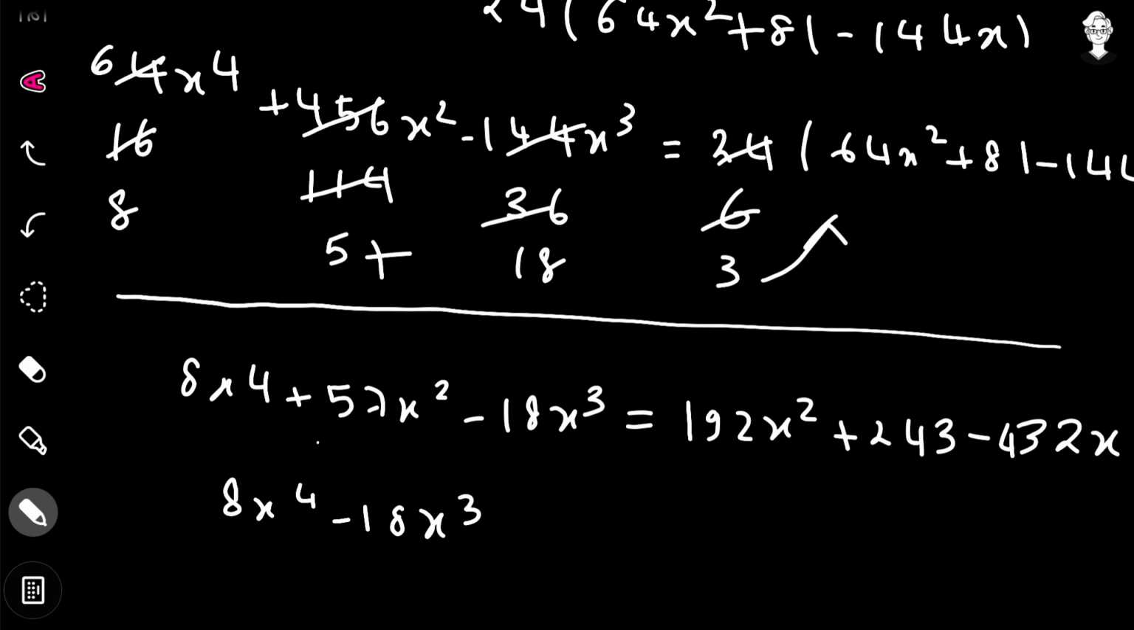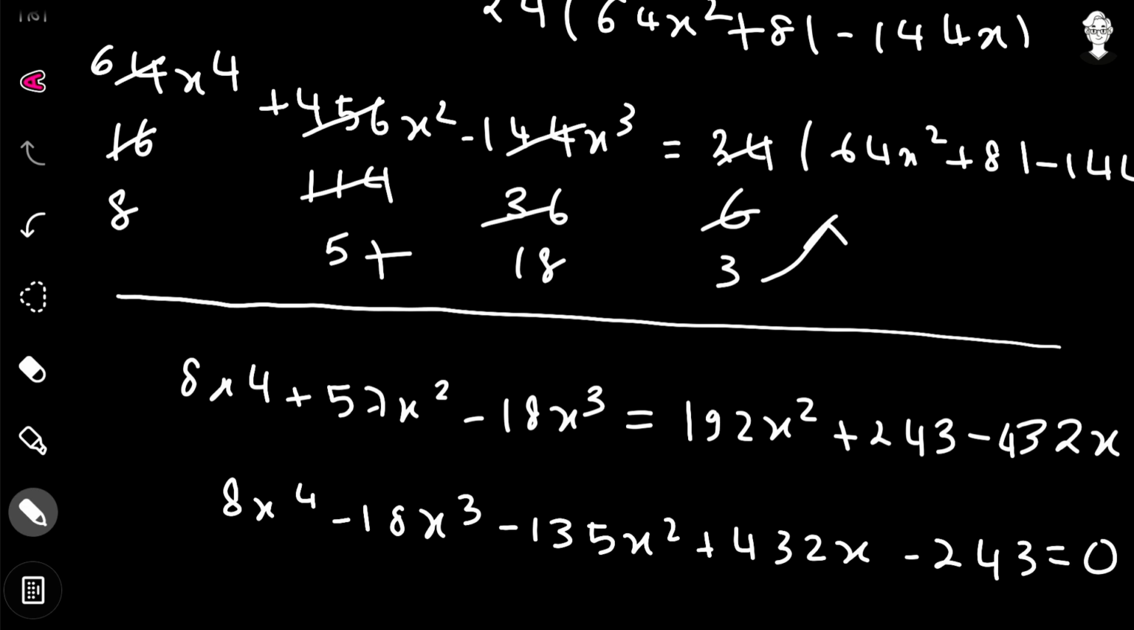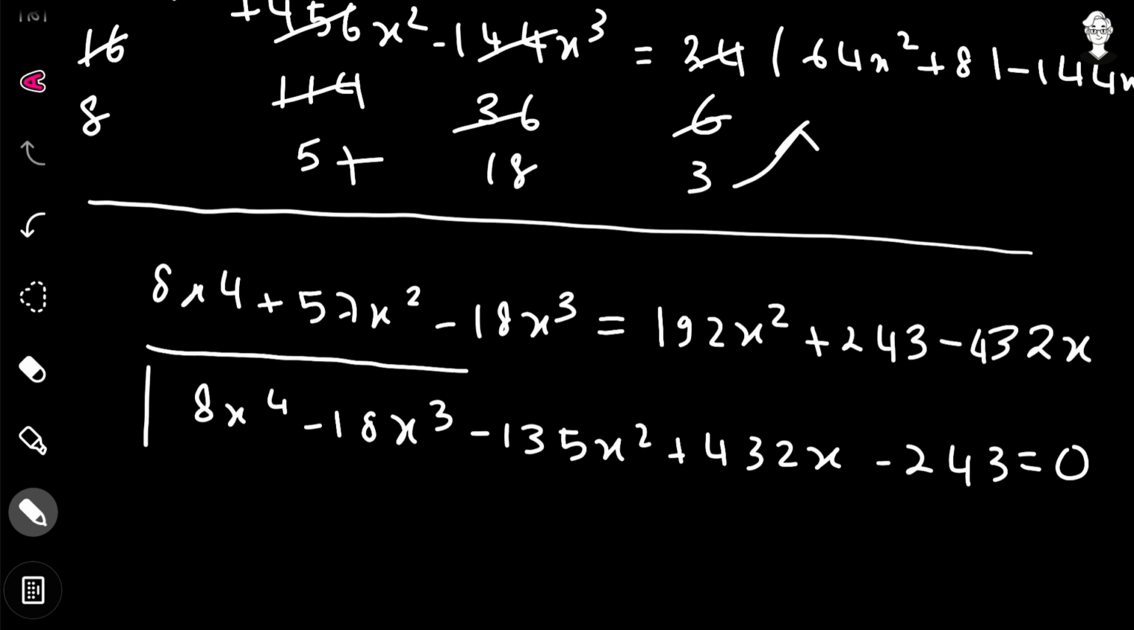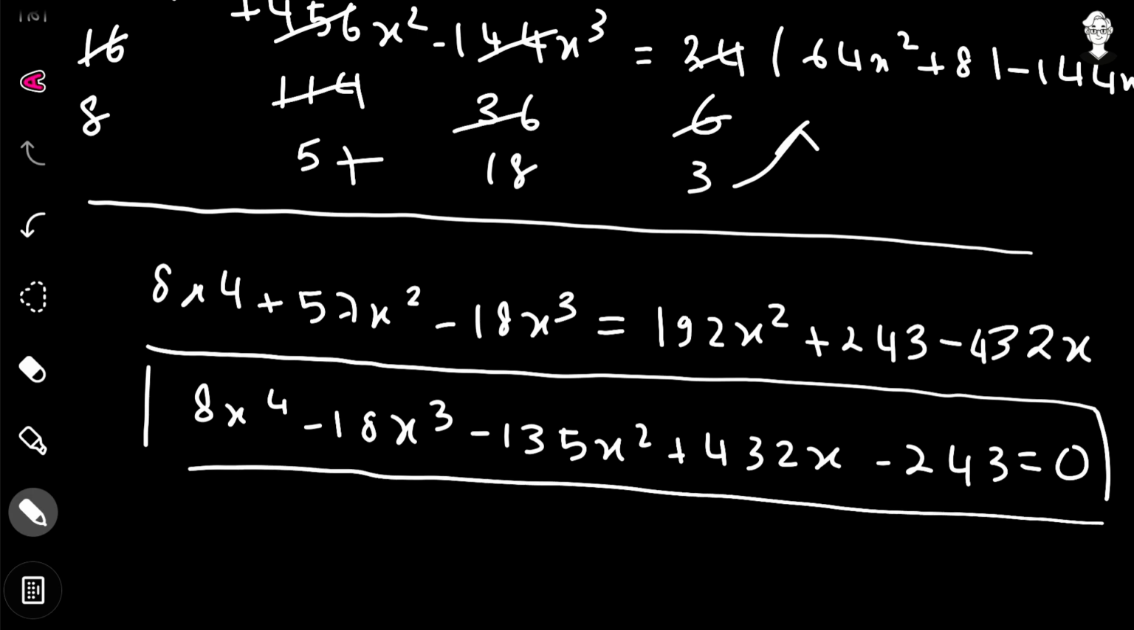Now in the left hand side we have 57x², and in the right hand side we have 192x². And as we are bringing all the things from the right hand side to the left hand side, we will have 57x² minus 192x², and that is going to be negative 135x². So negative 135x², positive 432 times x as it is, and negative 243, and this is going to be equal to 0. So now we have this particular equation, and the highest power of x is 4. So let us simplify it.